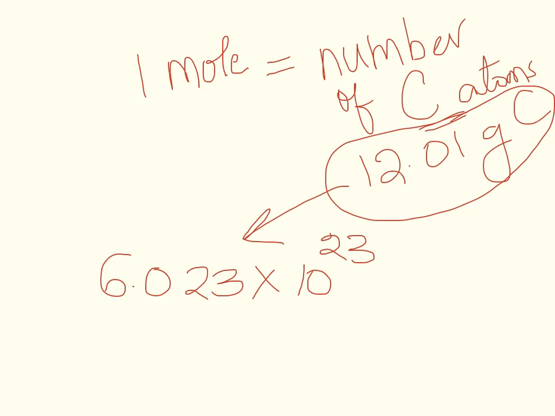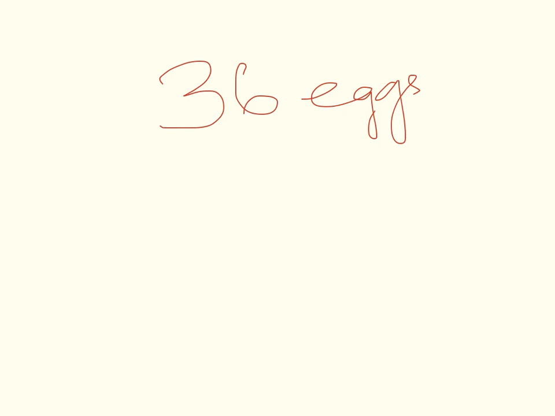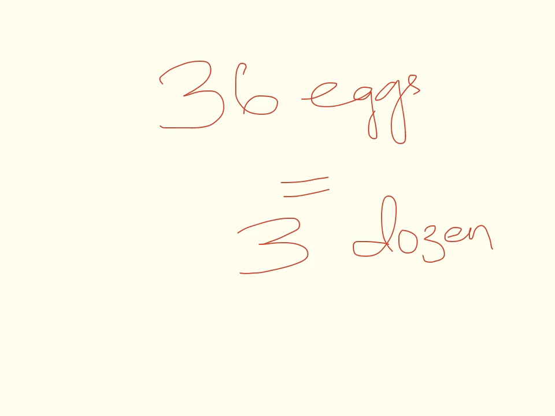Now, if there were 36 eggs in a box, how many dozens of eggs would that be? That would be 3 dozen eggs. Right? A similar question can be asked in terms of molecules and atoms.